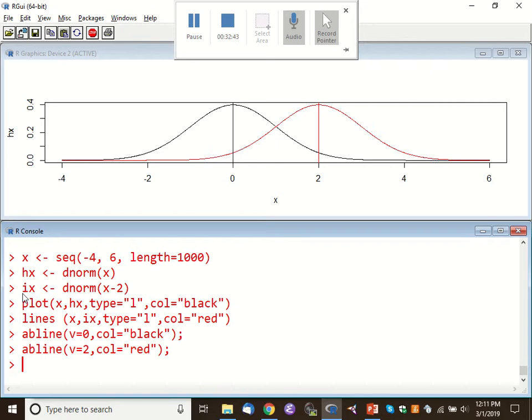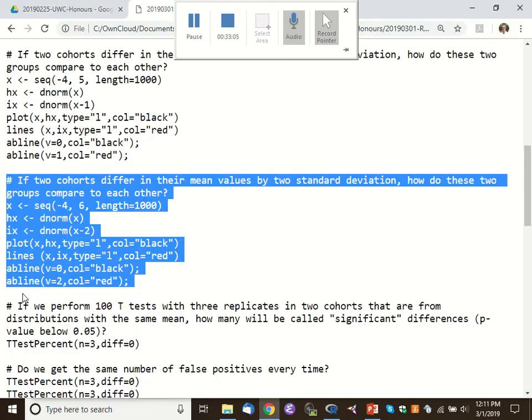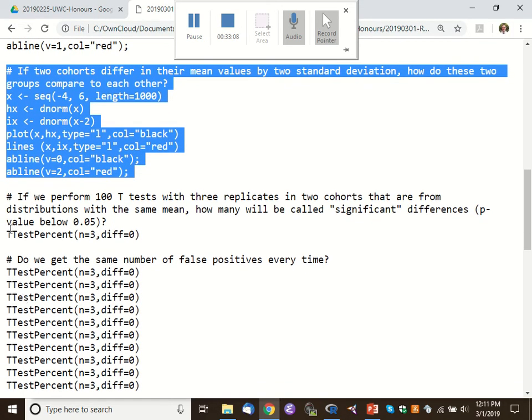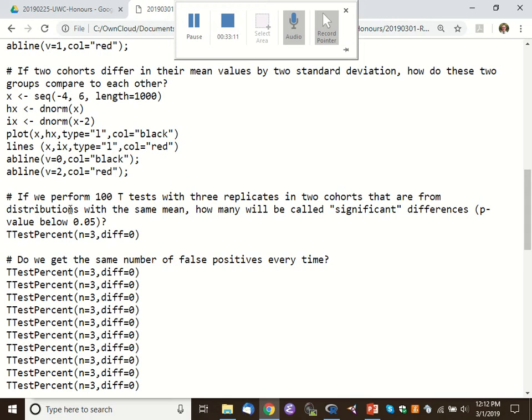That's fine. Okay, so this picture that I've been showing you of no difference between means, 1 standard deviation between means, and 2 standard deviations between means is intended to make you think about just how big a difference is available to be observed. Great. Now, I want to return to our big question. If we perform 100 t-tests, these are Welch t-tests, with 3 replicates and 2 cohorts that are from distributions with the same mean, how many would be called significant differences?